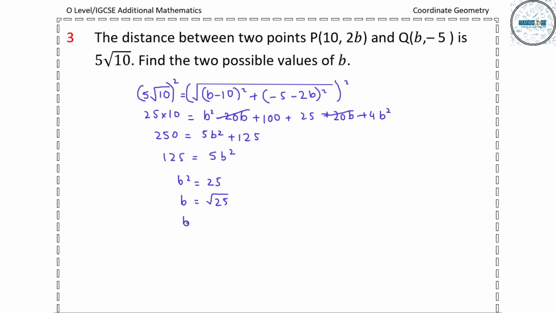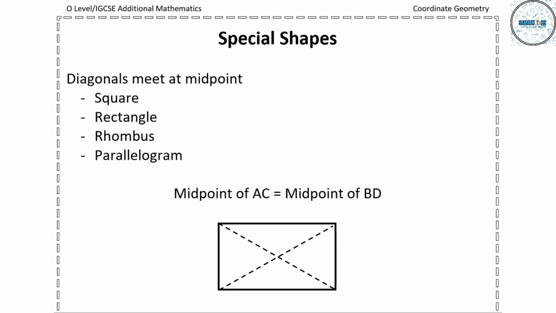So we will get b is equal to plus minus 5. Now we will do properties of some shapes: square, rectangle, rhombus, parallelogram. Diagonals of square, rectangle, rhombus, and parallelogram meet at midpoint.